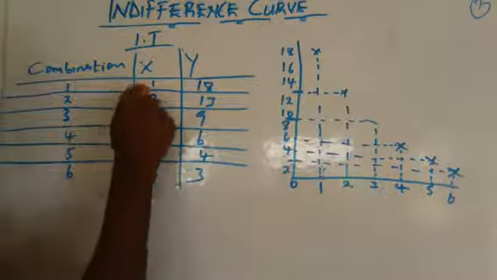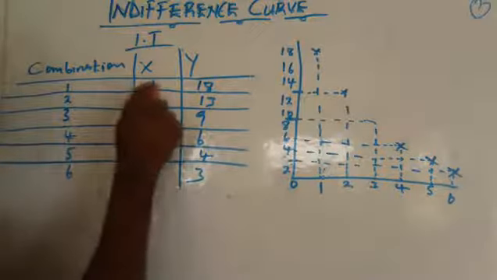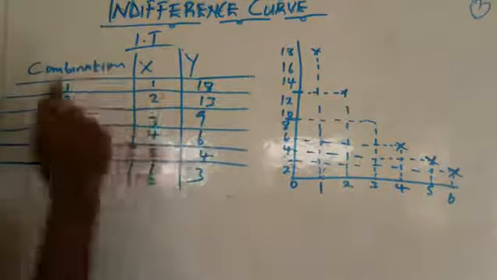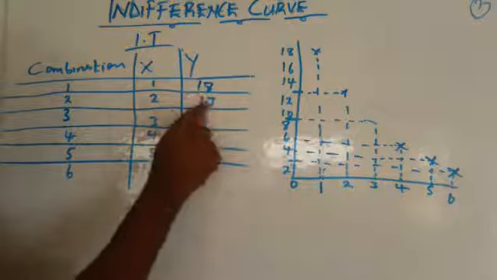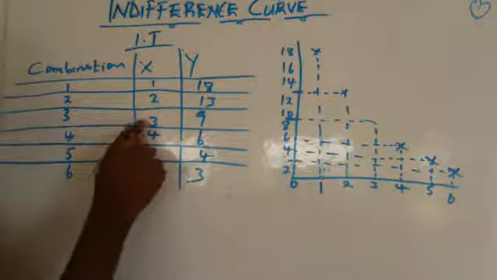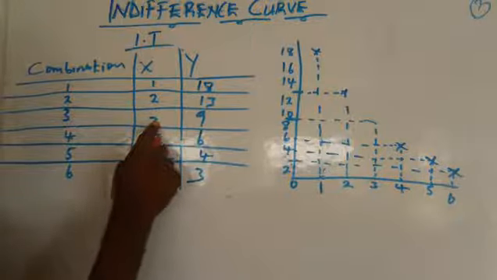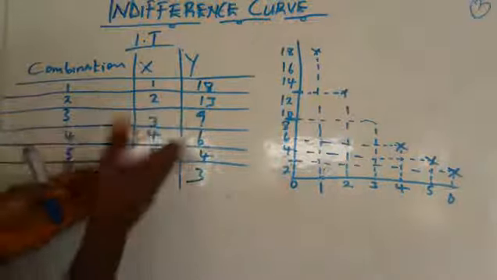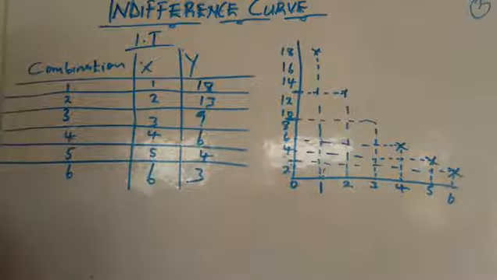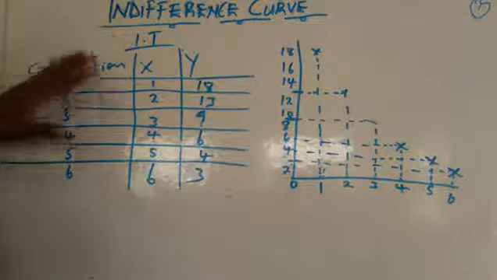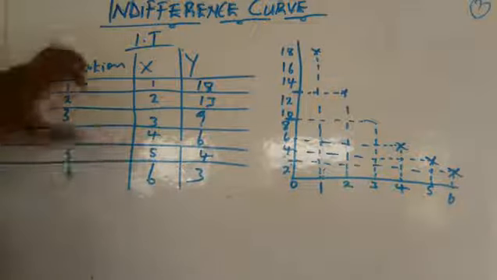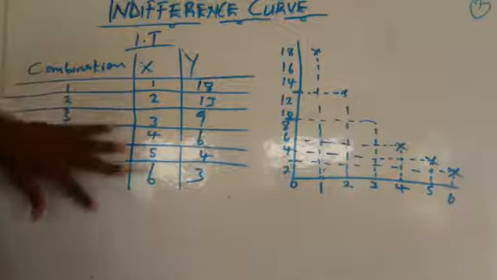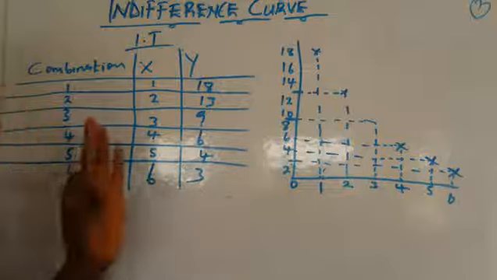It means that the satisfaction I'm going to get from the first combination, where I have 1X and 18Y, is also the same satisfaction I'm going to get if I consume 2 of commodity X and 13 of commodity Y. Then it's also the same satisfaction I'm going to get if I consume 3 of commodity X and 9 of commodity Y. It means that I'm going to be indifferent among these combinations. What am I talking about? It means that I cannot prefer one combination to other. That is, indifference tables show us different combinations of X and Y, whereby a consumer cannot prefer one combination to other because they have the same satisfaction.